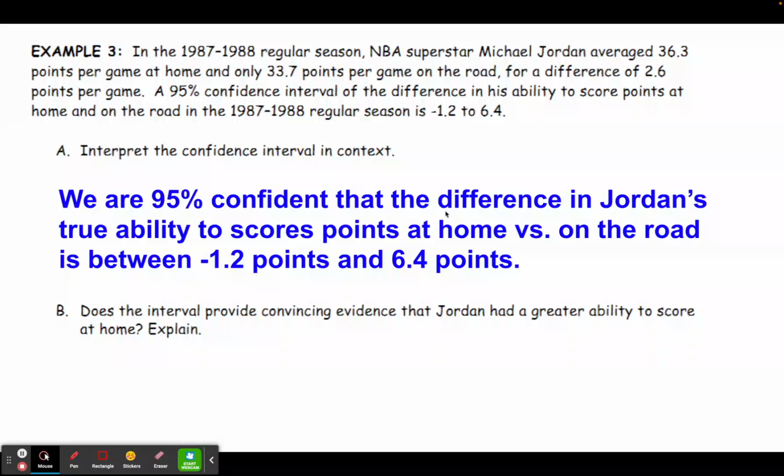We are indicating what is the ability that we're trying to estimate, and we're trying to estimate Jordan's ability to score points, home versus road. And then we're including what the interval is.